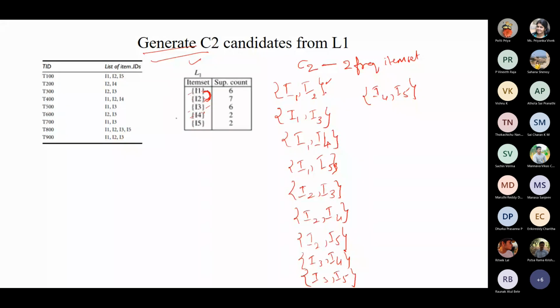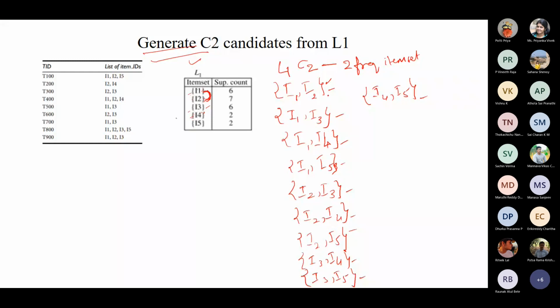So now this is our L1. Now, in the same step, we have to calculate the support count. Understood? What is L1? What is C2? C2 is two frequent item sets. To calculate C2, we are fetching the values from L1, combining two frequent item sets.